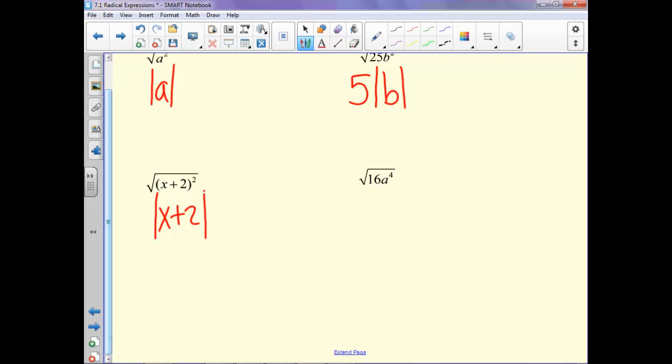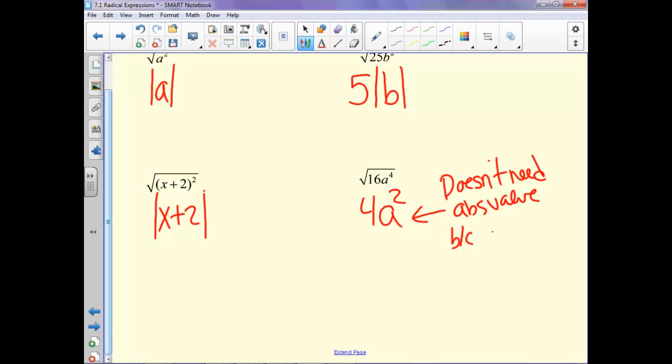And this last one, square root of 16 is 4. And then what squared gives us a to the 4th? Well, that would be a squared. One thing to note, it doesn't need the absolute value. And that's because a squared is always positive. And that's because anytime you square a number, the result will be positive.